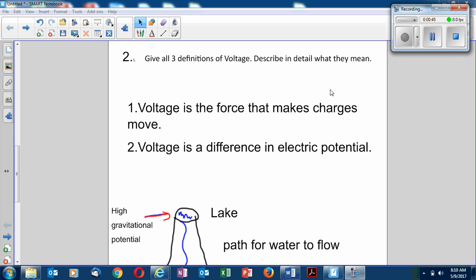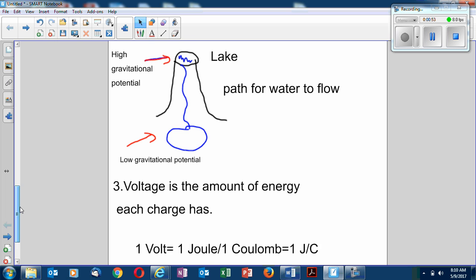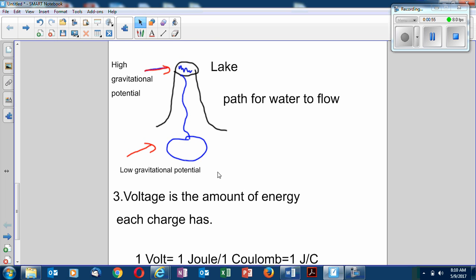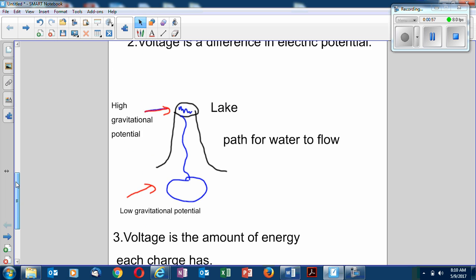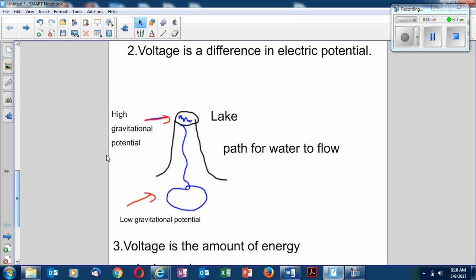So definition number 2 deals with how it makes them move. Voltage is a difference in electric potential. The best way to understand electric potential is to look at gravitational potential. So over here we have a mountain and we have a lake on the top.